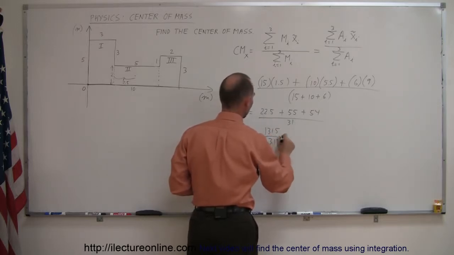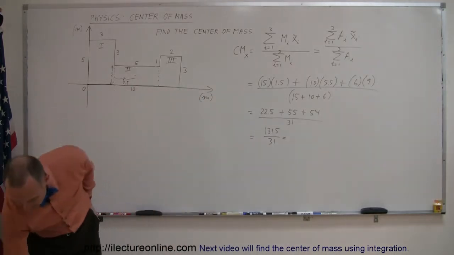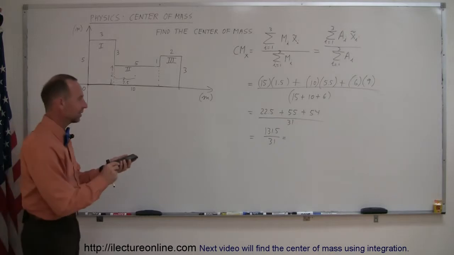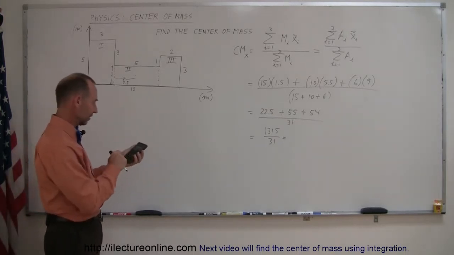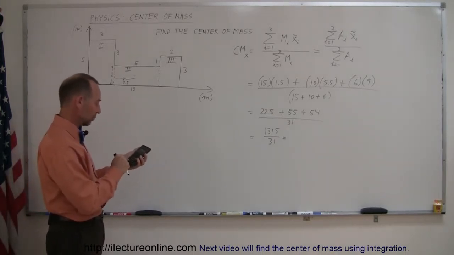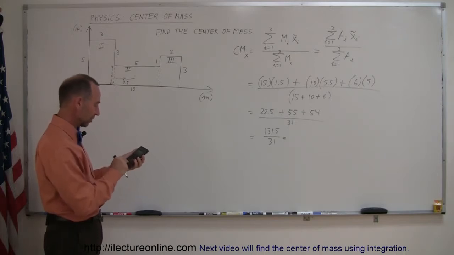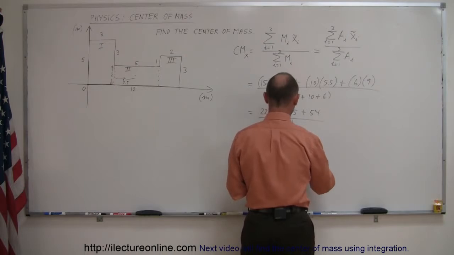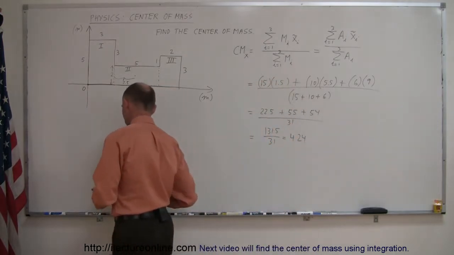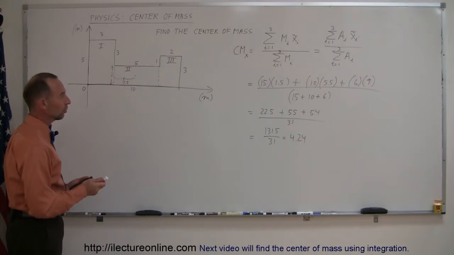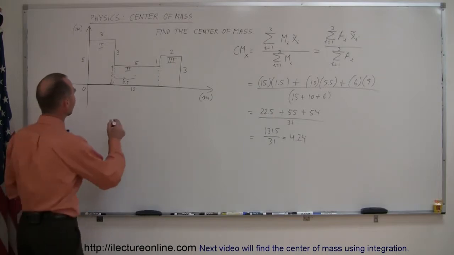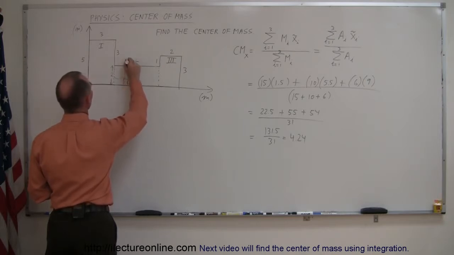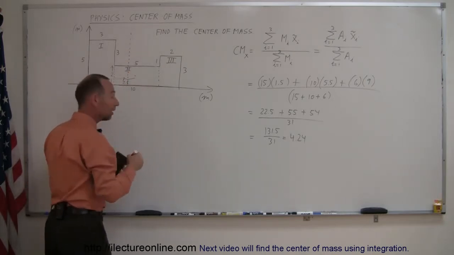131.5 divided by 31, which is, and for that I need my calculator if I can find it. It's here somewhere. All right. So let's see, that's 109 plus 22.5, just making sure, divided by 31 equals, and it's 4.24 meters. Which means that from the origin to the right, a distance of 4.24 meters, somewhere along this line, I will find the center mass.